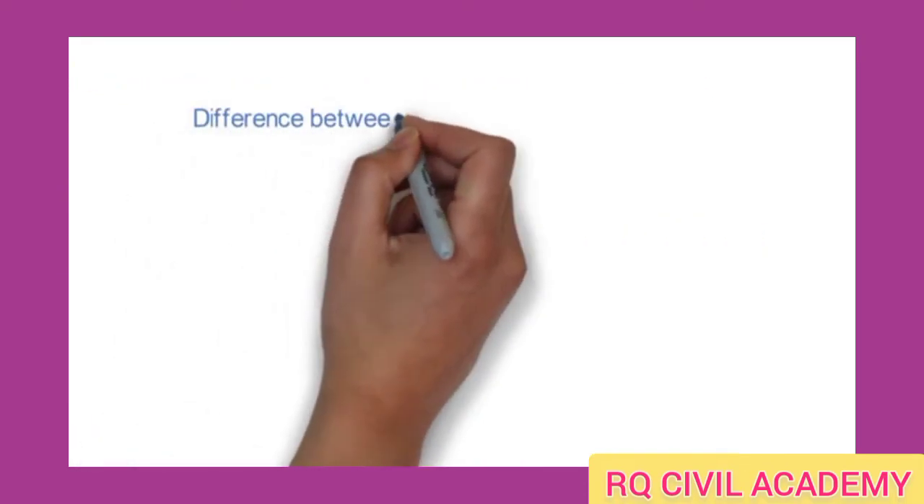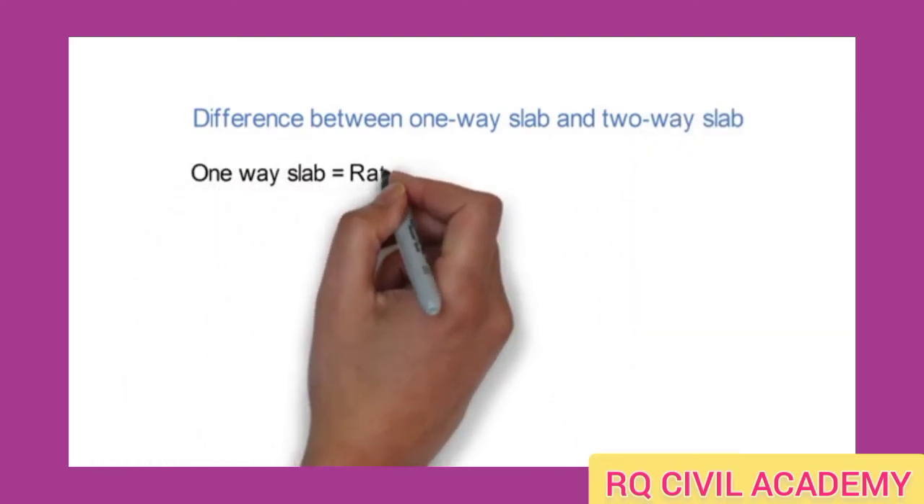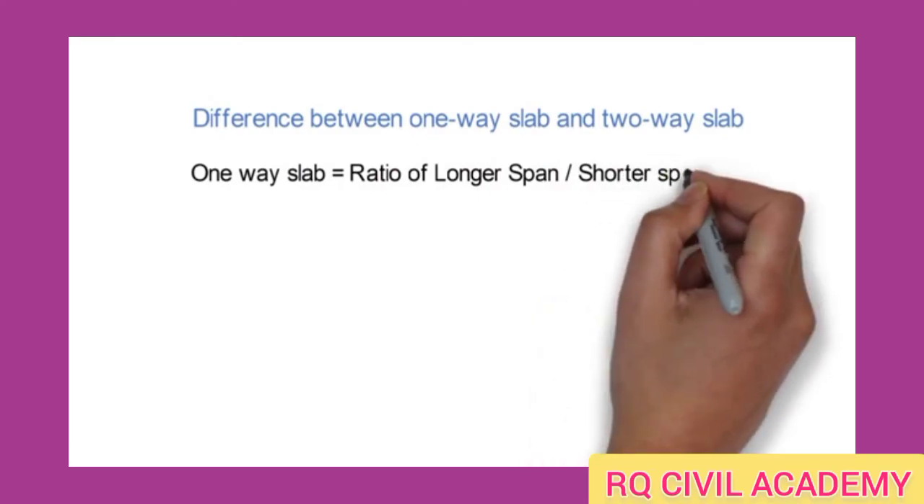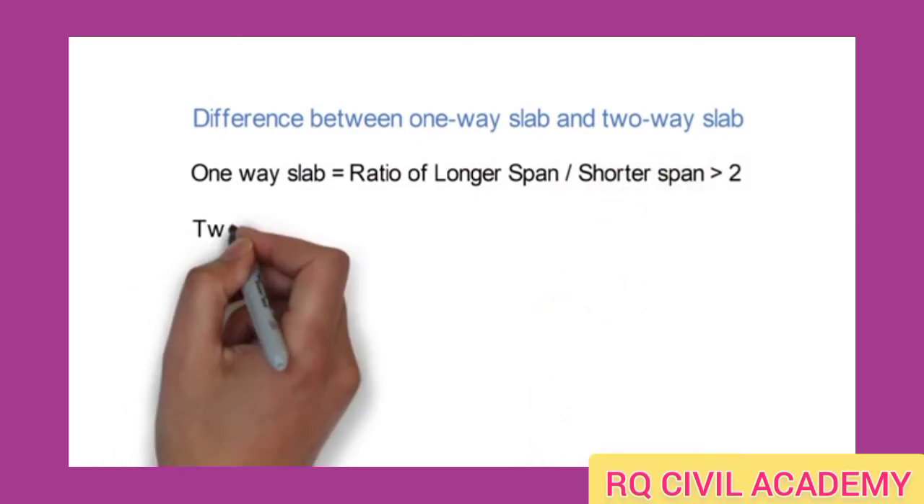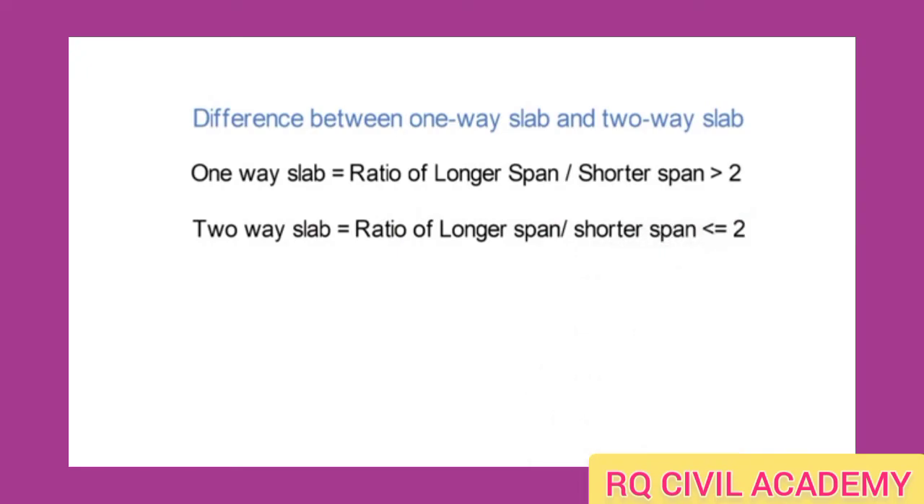The difference between one-way slab and two-way slab. In case of a one-way slab, the ratio of longer span to shorter span is greater than 2, and in case of a two-way slab, the ratio of longer span to shorter span is less than or equal to 2.